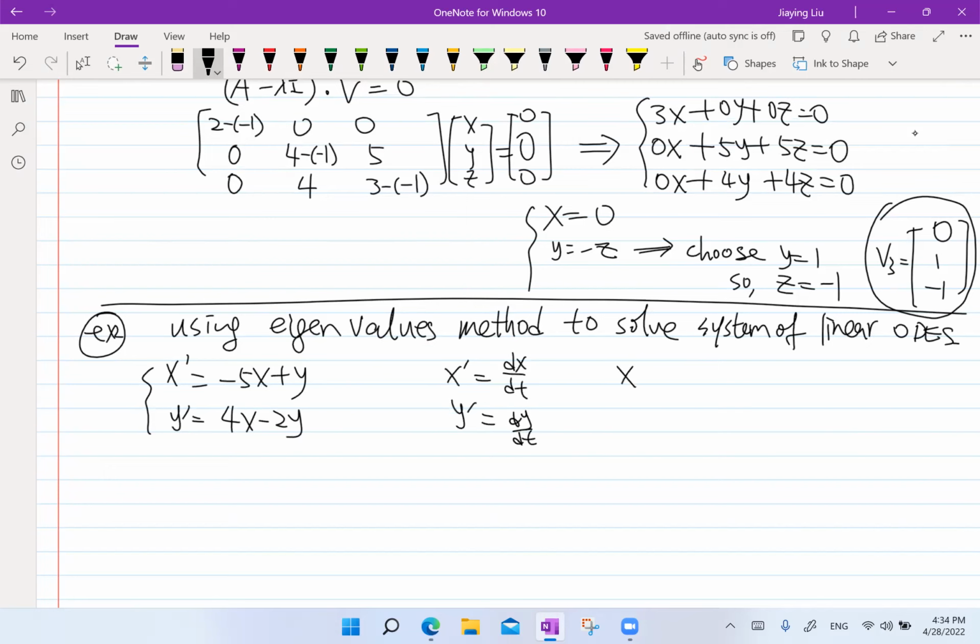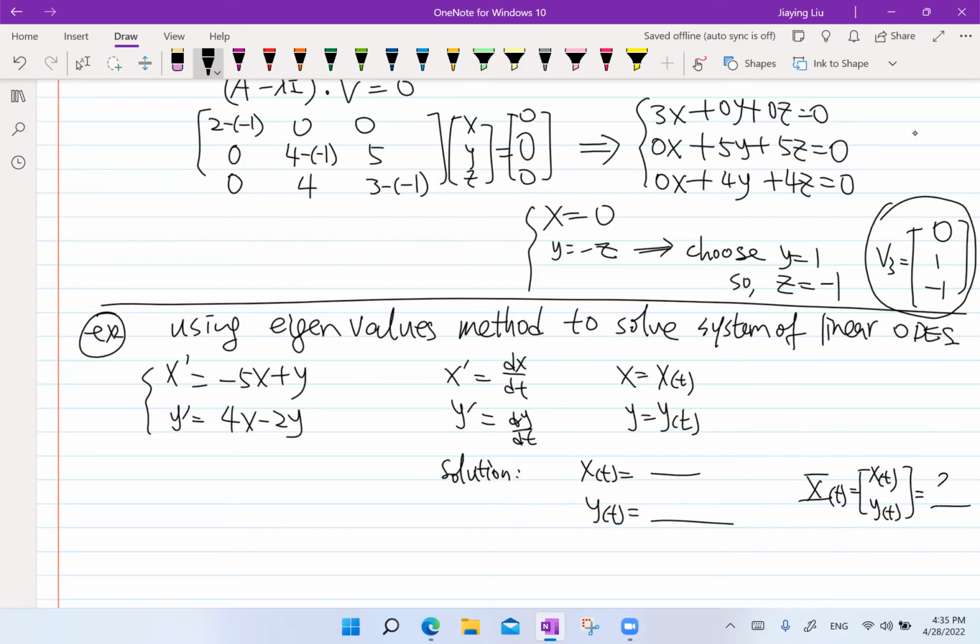So basically what we have is x is a function of t, and y is also a function of t, but the derivative of x depends on x and y, and the derivative of y depends on x and y, right? So we're looking for a solution. The solution at the end we look for is going to be x of t equals something, and y of t equals something. That's one way to think about it. Another way to put the solution is we can say this is a capital X of t, which is equal to (x of t, y of t), and what is that equal to?